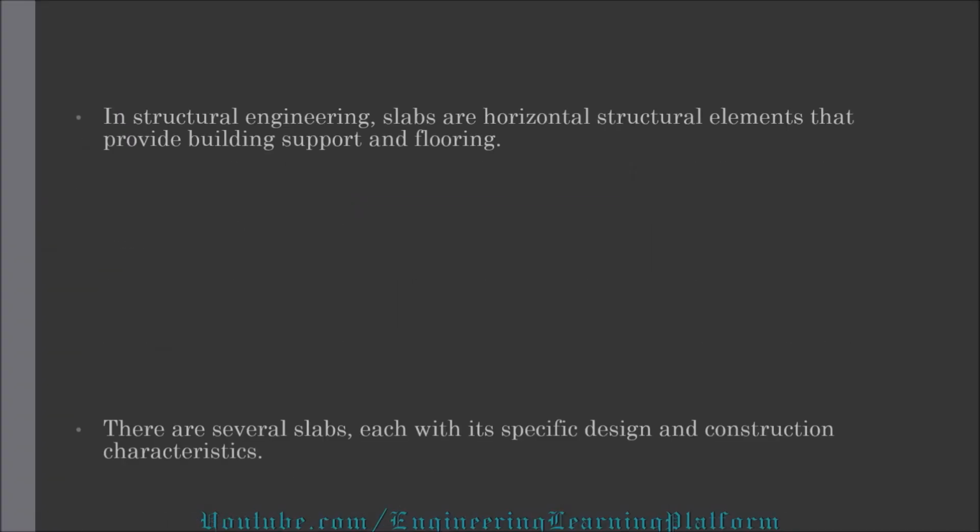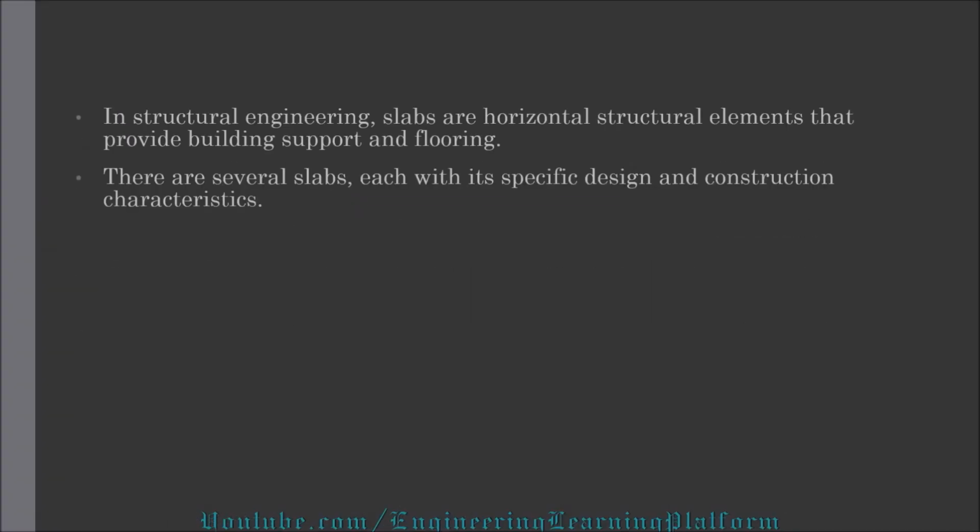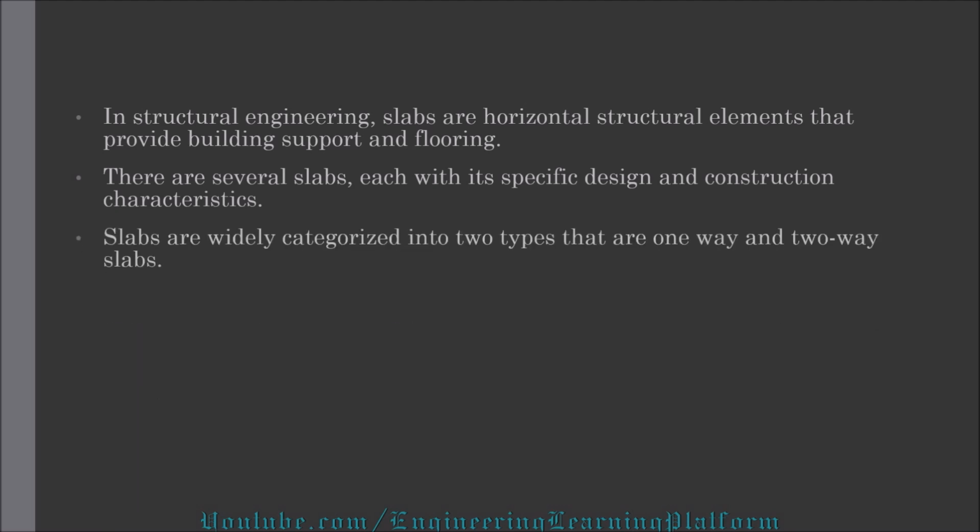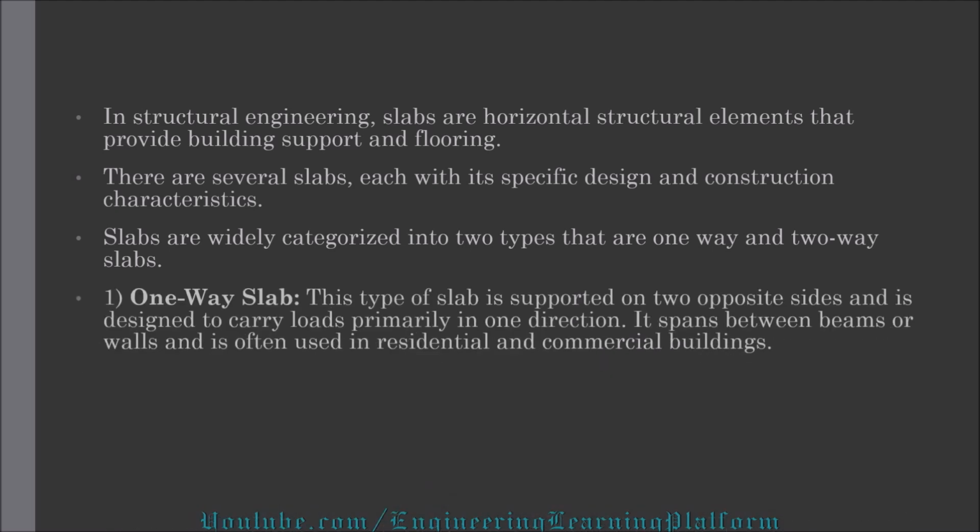In this video, we will learn the different types of slabs in structural design. In structural engineering, slabs are horizontal elements that provide building support and flooring. There are several slabs, each with its specific design and construction characteristics. Slabs are widely categorized into two types. One is one-way slab and another is two-way slab.